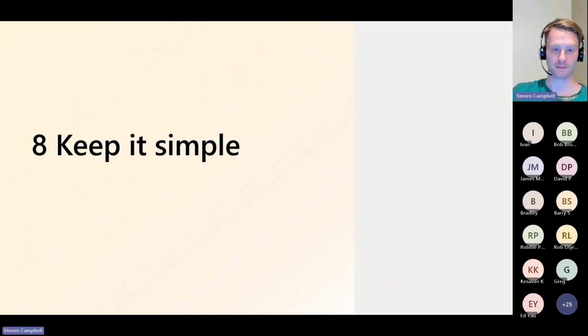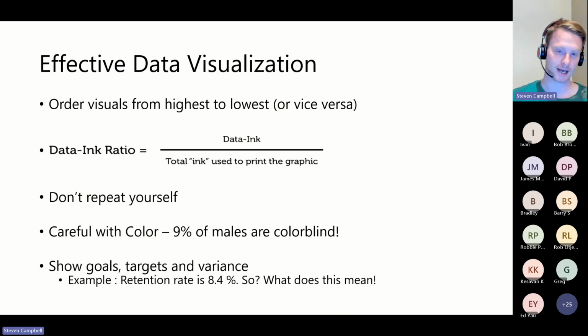So number 8, keep it simple. Again, order visuals from highest to lowest, generally. Could do it vice versa. Pick a common way though across your visuals, because if you order it from highest to lowest in 80% of your visuals and then you have one which isn't, people are going to misread that because they're just going to think, because that's how they've seen it done every other way, that it is ordered that way. Power BI will do this automatically for you. I wouldn't change it if I was you.